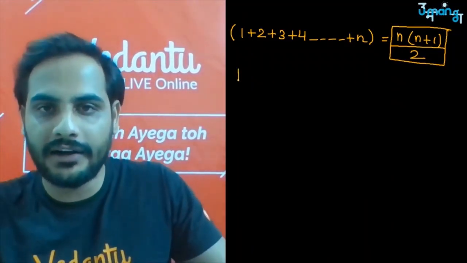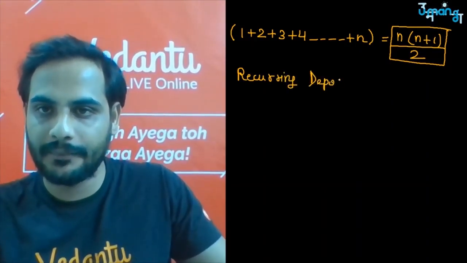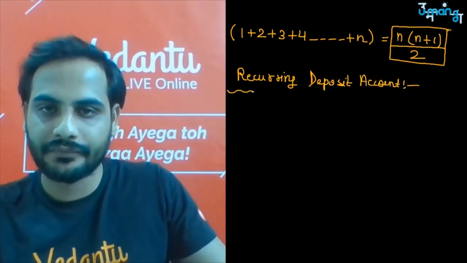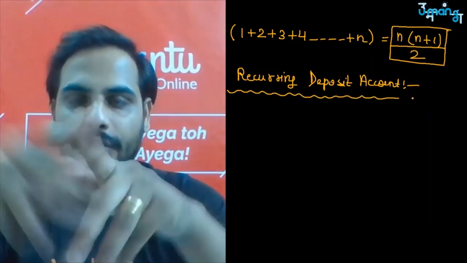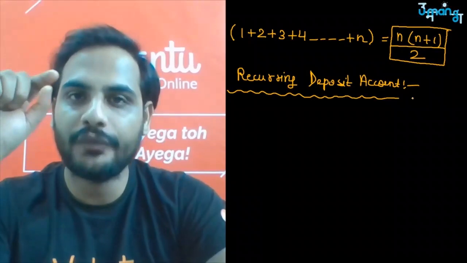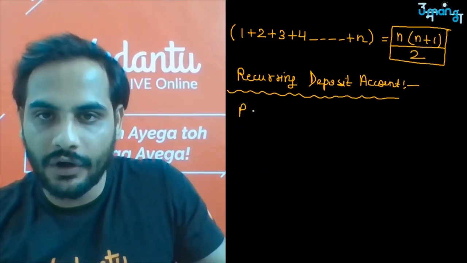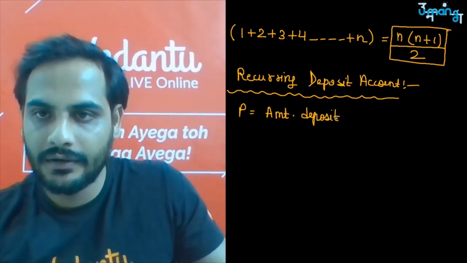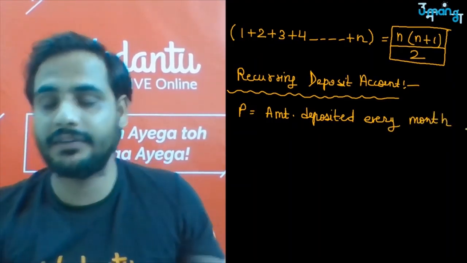Now what is a recurring deposit account? This is a kind of savings account which you open in your bank, and every month you will deposit a fixed amount of money, that is called your principal amount. So P is the amount deposited every month. Remember, here I'm talking about every month.